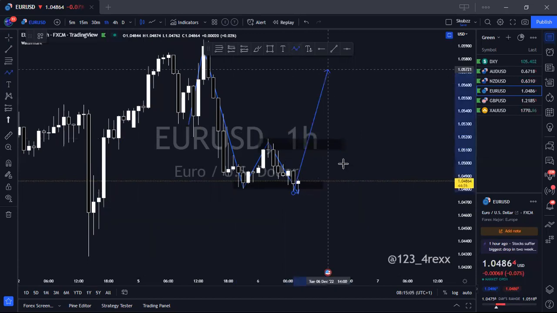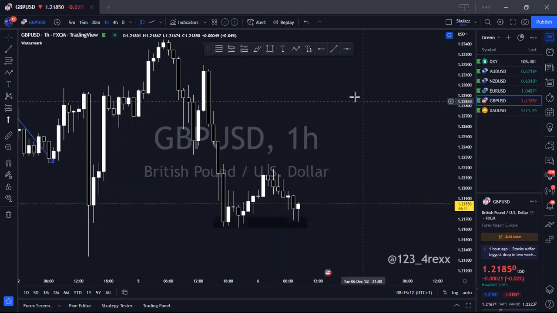If price breaks it, they'll be looking for a retest. That's all I'm going to be looking out for on EUR/USD. Now, GBP/USD. It's the same thing with this one too.